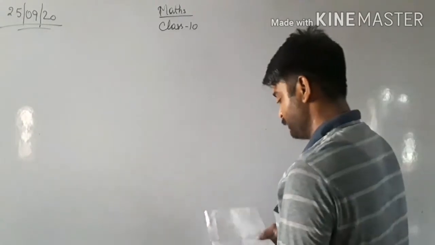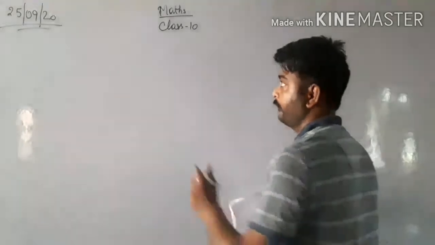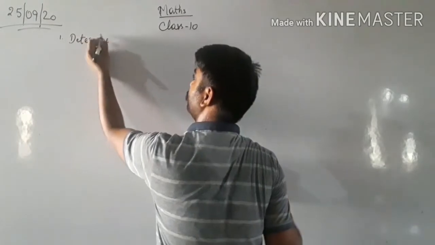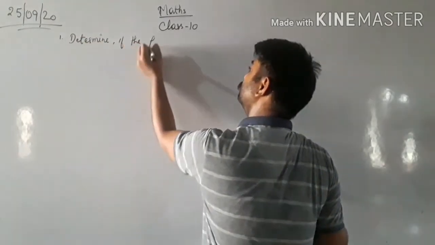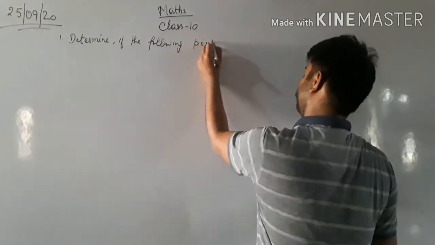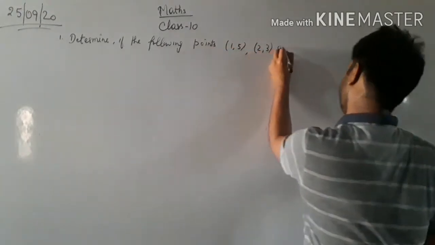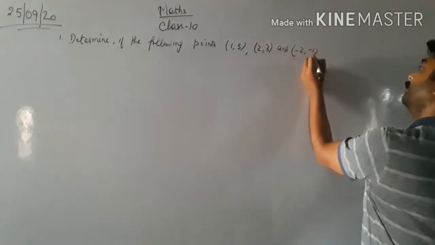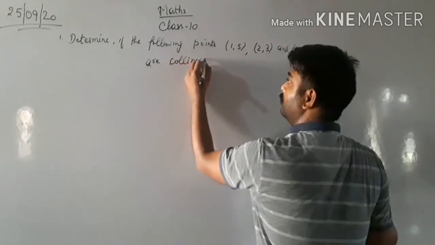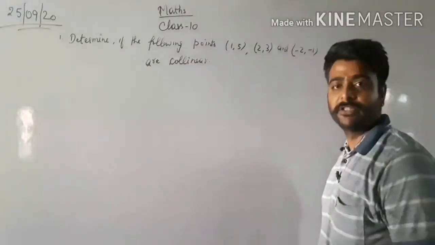Now, we will start with the next question. The question is: determine if the following points, that is (1, 5), (2, 3) and (-2, -1), are collinear. So, class, these are the three points given to us. We have to check whether these points are collinear or not.